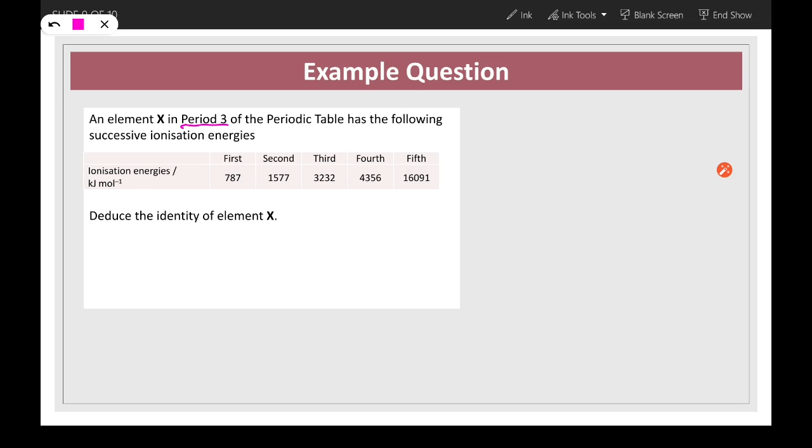So we could put in our calculators, work out what the log of these things are. Another way that you could do it is just by looking at the difference between the successive ionisations. So if I work out what 1577 minus 787 is, so that's 790. The gap between 2nd and 3rd here, so this is 60, 55. Between 3rd and 4th, so 11, 24.